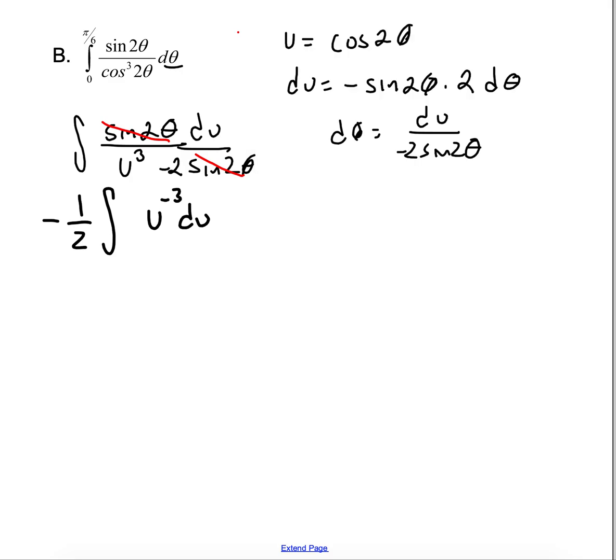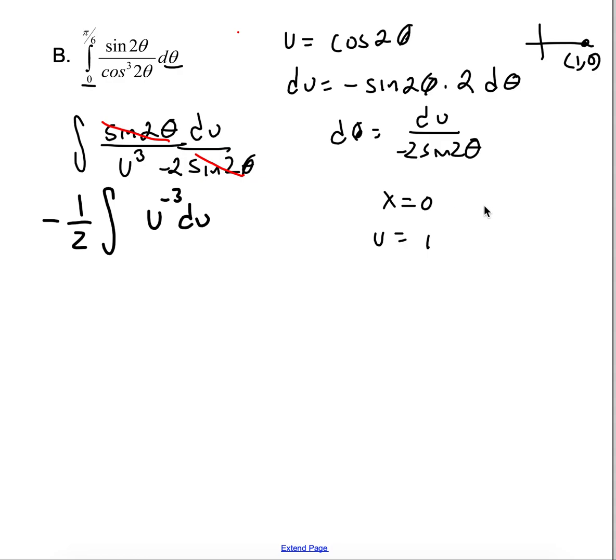If theta is equal to 0, what is u going to be equal to? If I plug in 0 here, what is cosine of 0? The answer is 1, right? Cosine of 0, that's your angle, and we know that cosine is the x value on the unit circle, so it's just 1.